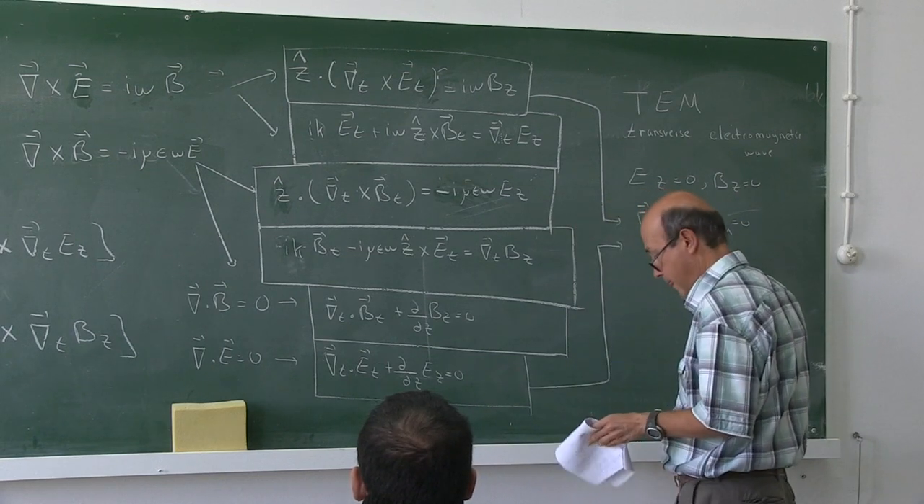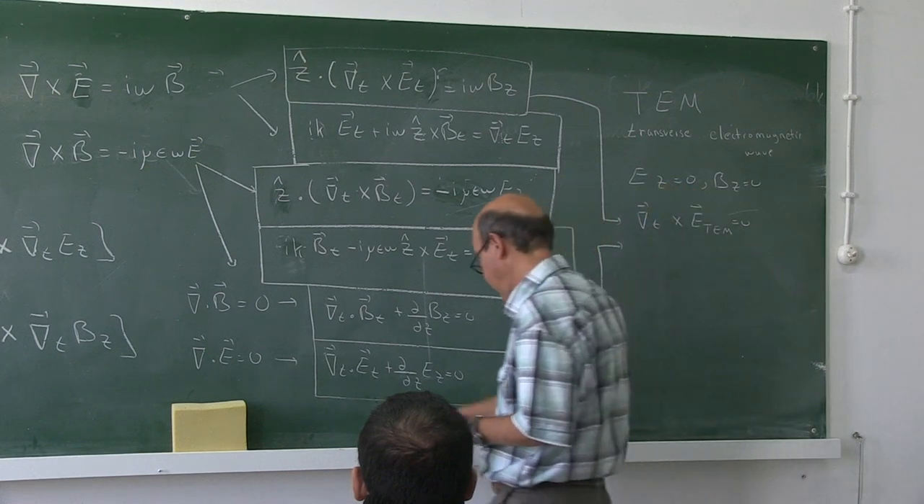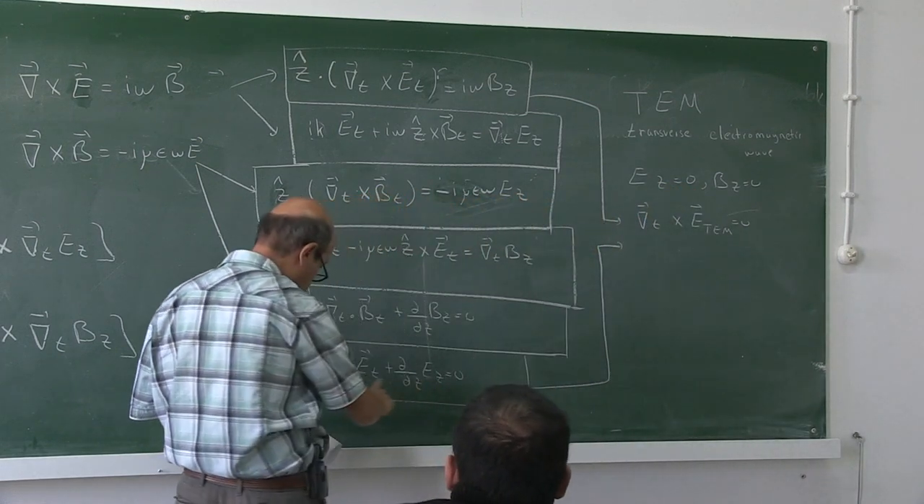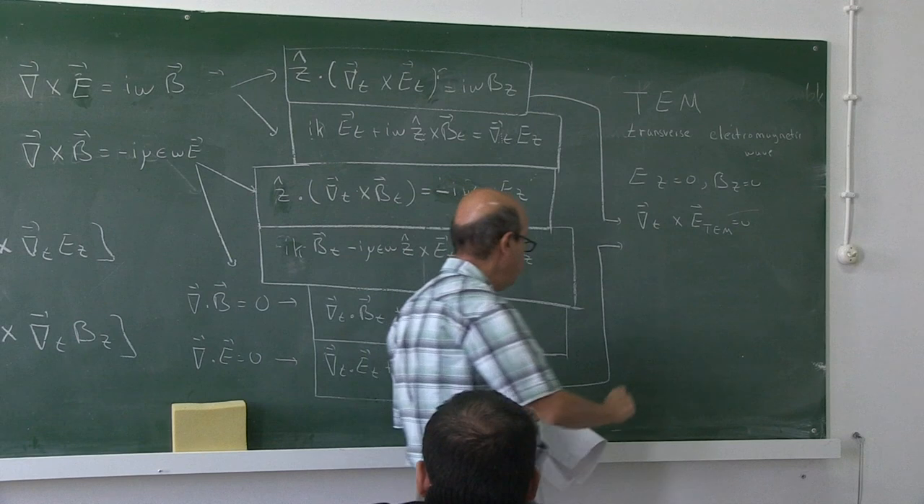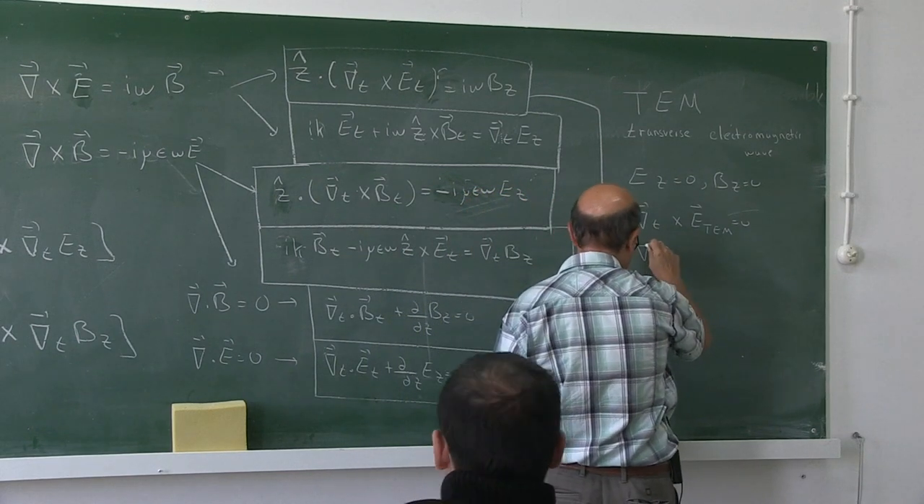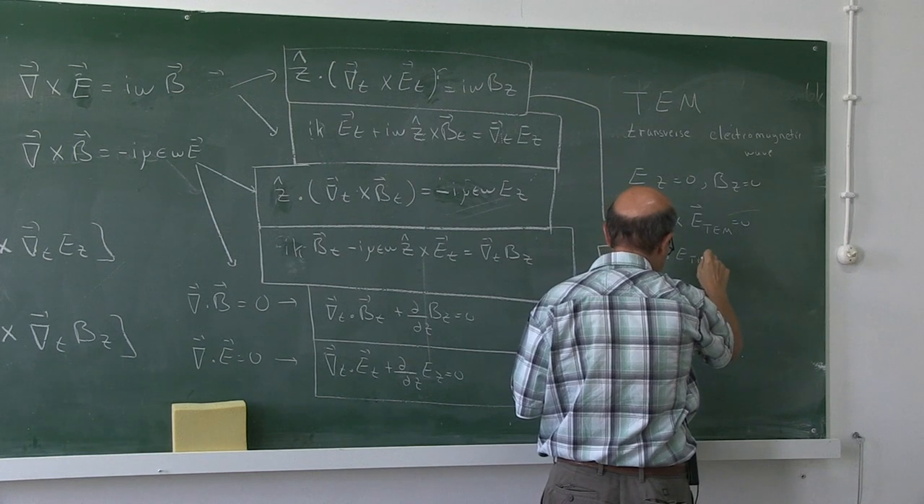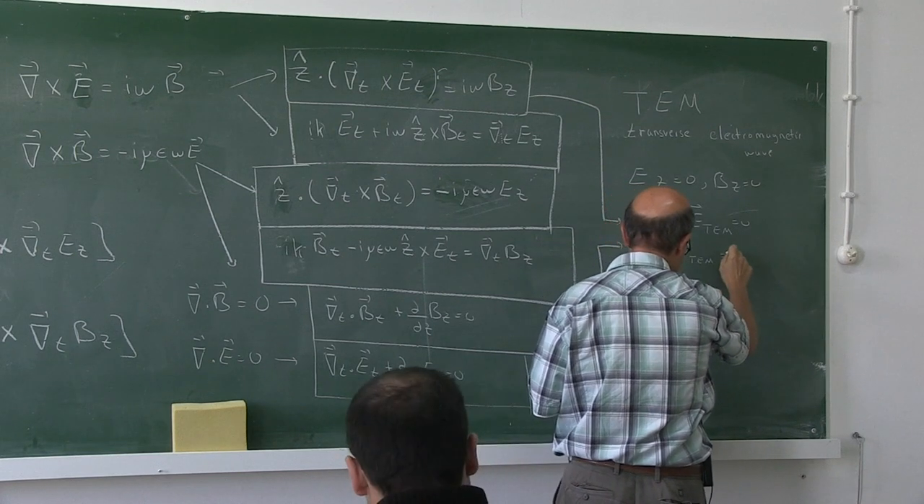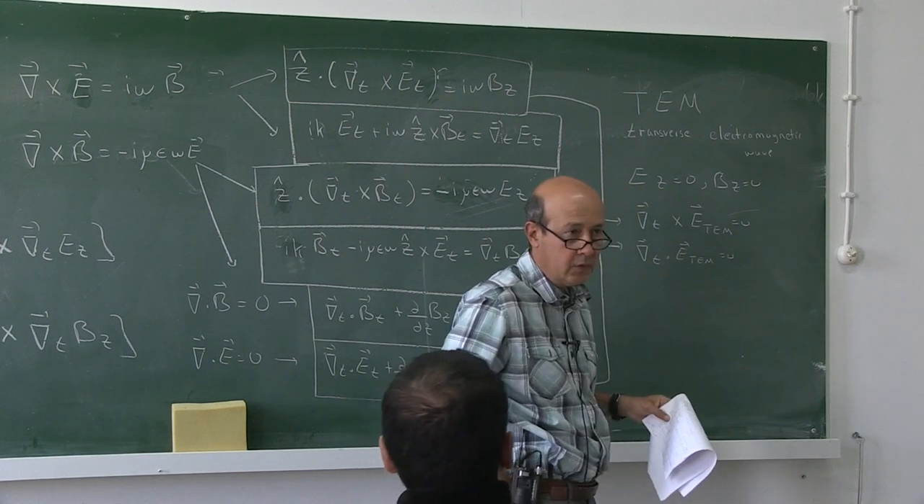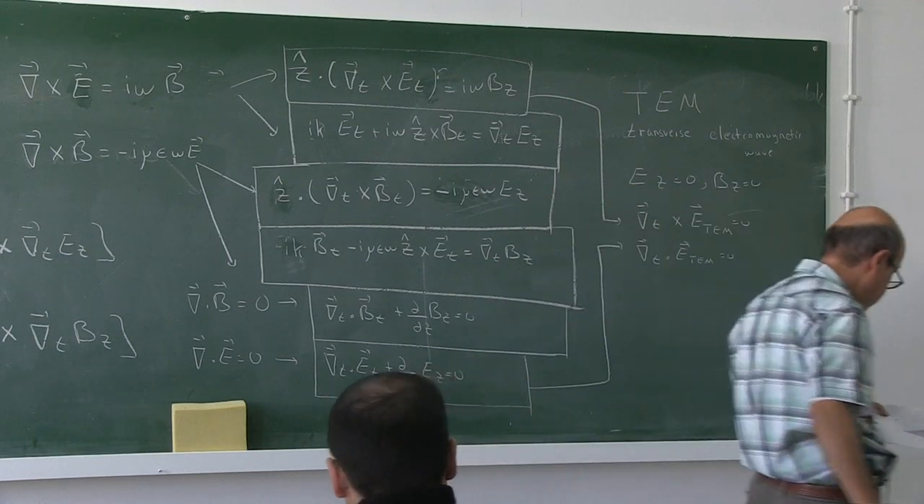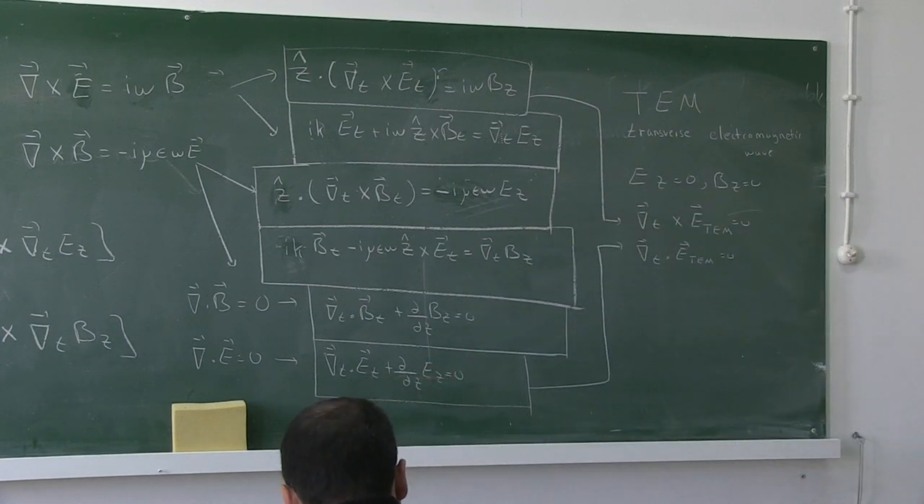Let us pick up the other equation. What does it tell? EZ equal to zero, so the divergence of E_TEM is equal to zero. What can we learn from these equations?